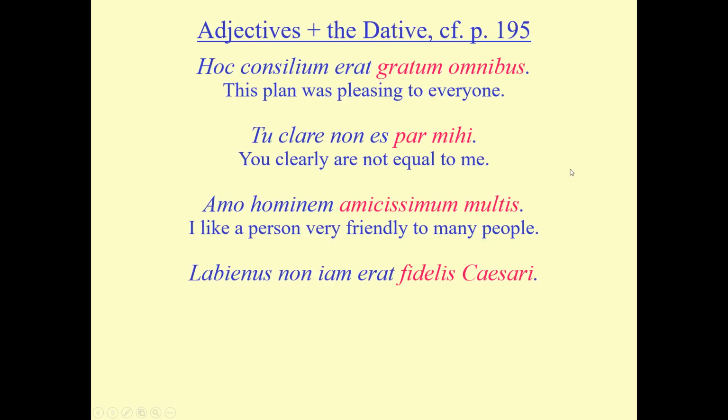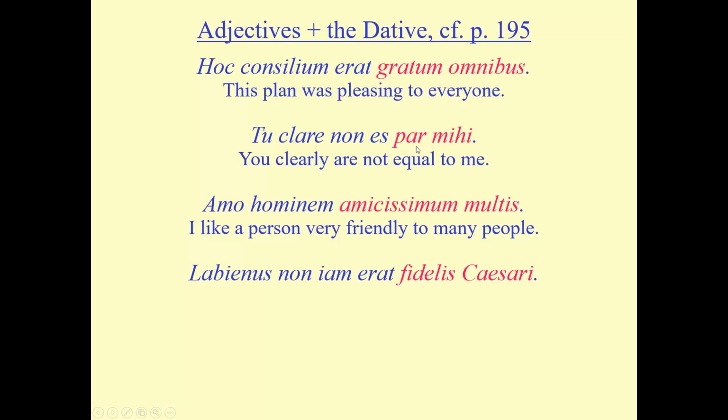Here's one with some historical people in it. Labienus non jam erat fidelis Caesari. Fidelis, we learned yesterday, means faithful, right? Most of these kind of just sound like they make sense with the dative, right? Like you're faithful to someone. That's a dative thing. So Labienus was not, non jam erat, non jam means no longer, I should say. So Labienus was no longer faithful to Caesar. Caesar is dative because it's going with the adjective fidelis, okay?